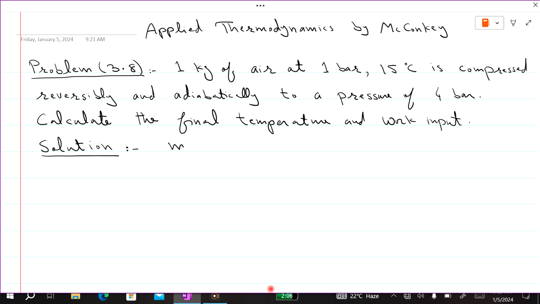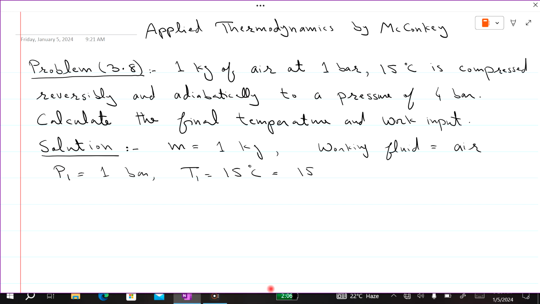So m is equal to 1 kg. Working fluid is air. Initial pressure P1 is equal to 1 bar. Initial temperature T1 is equal to 15 degrees centigrade. Convert this into Kelvin. So 15 plus 273 Kelvin, which is equal to 288 Kelvin.